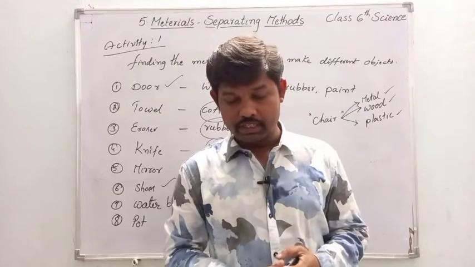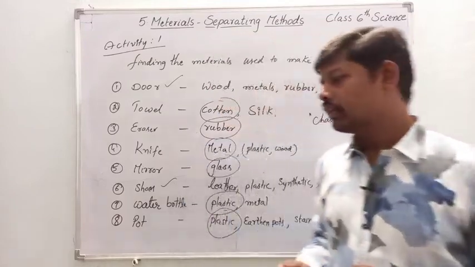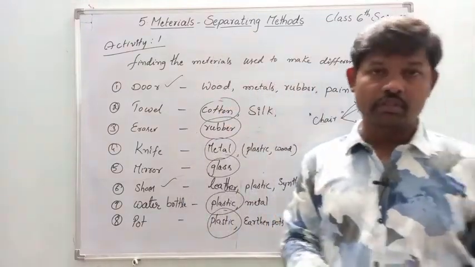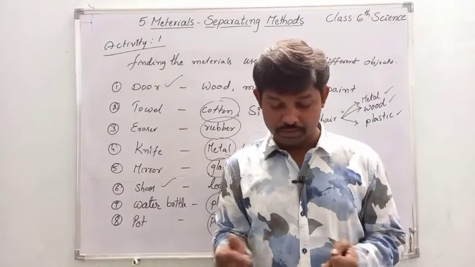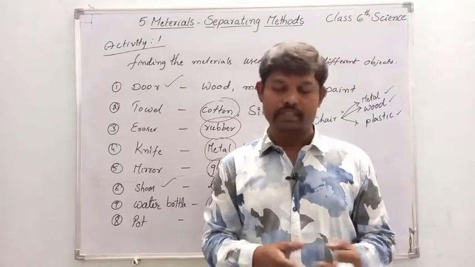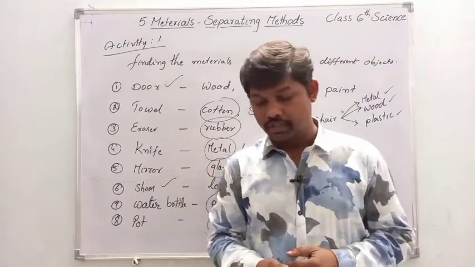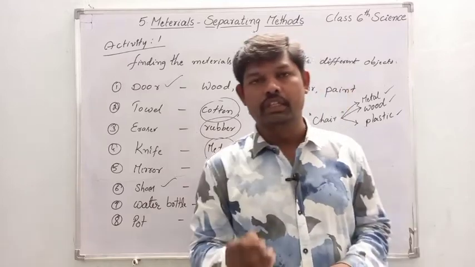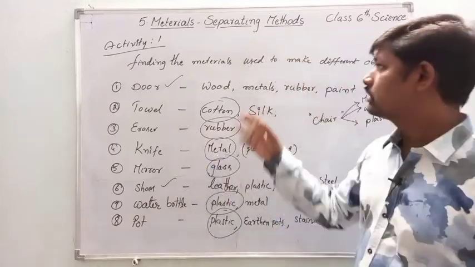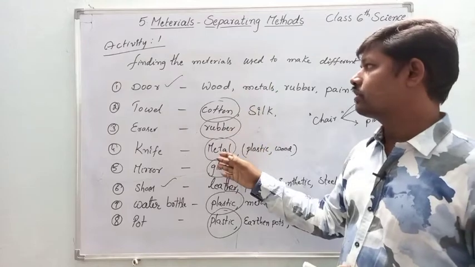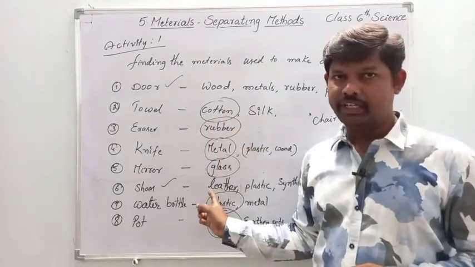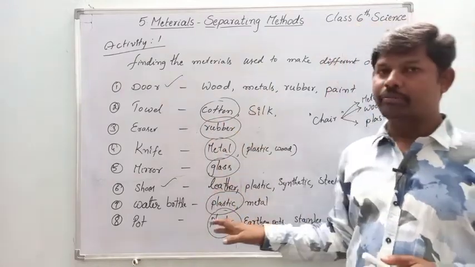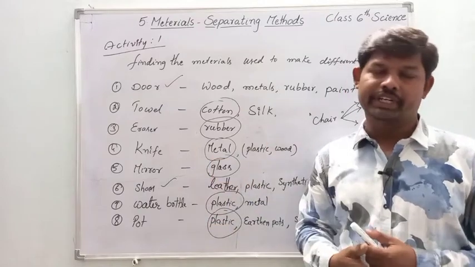So list them in the space given below. You can write which material is used to prepare these different chairs. So from this we have learned some objects are made up of only one material and some are made up of more than one material.